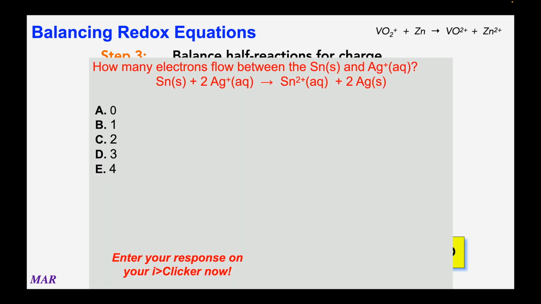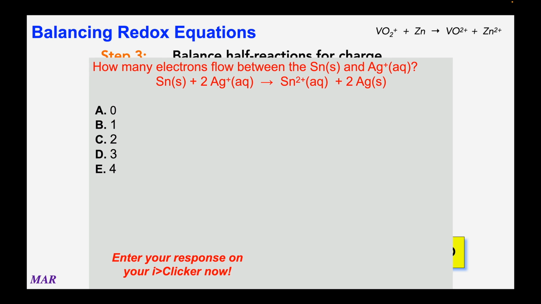In this question, we're being asked how many electrons are flowing between the tin and the silver plus. So on the reactant side, you can see we've got tin metal and silver plus ions, and apparently electrons are flowing between those. On the product side, you have tin 2 plus and silver. You can look at tin or silver. I think doing the tin is a little bit easier.